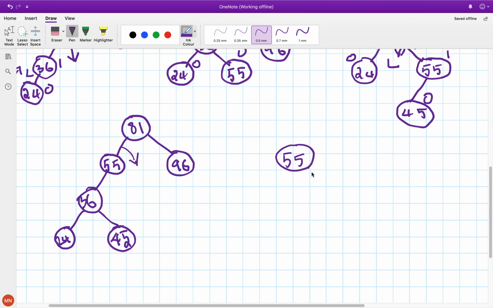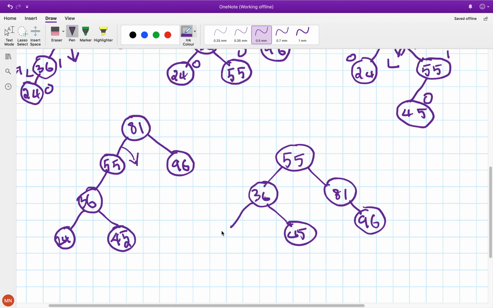and on the right side I have the number 81, and again on the right side I have the number 96, then here I have the number 36, then on the right side I have the number 45, and on the left side I have the number 24.